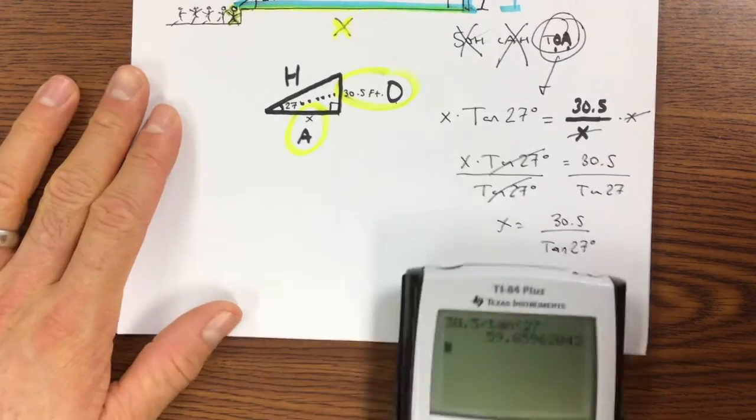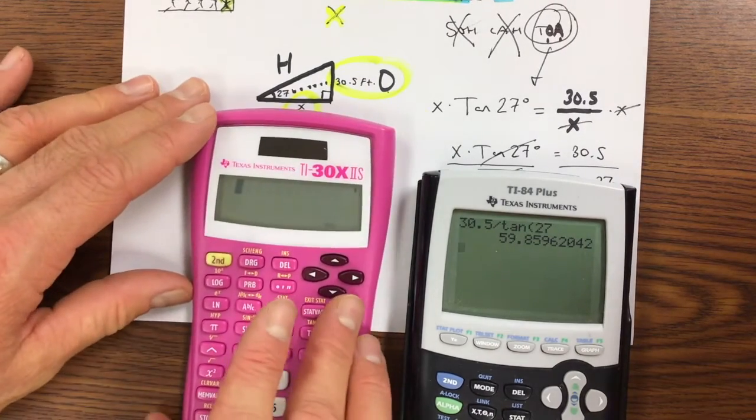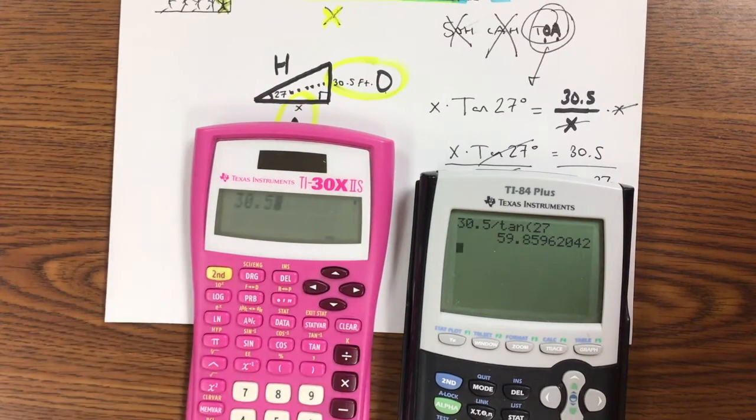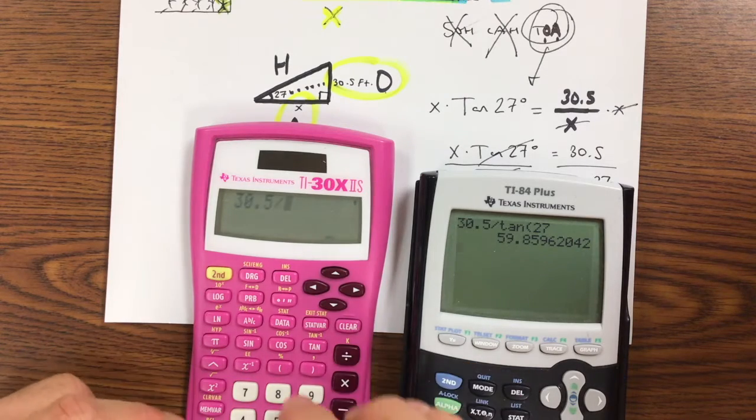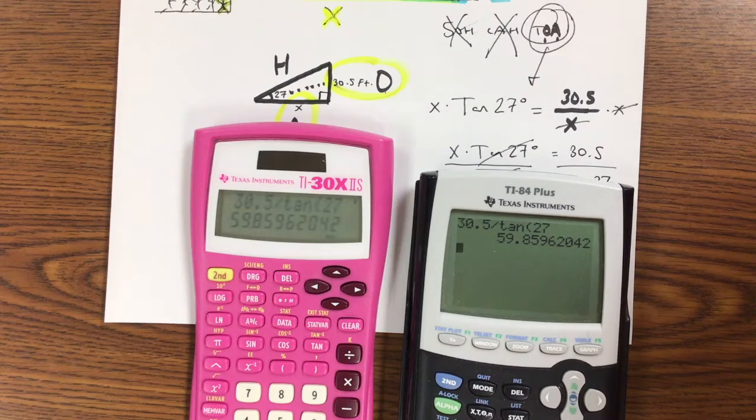Let's see if we get the exact same answer the other way. Here's a good calculator. I'm going to punch it out one of two ways. If you need to fast forward to the next example, do that. Divided by the tangent of 27 is practically the exact same thing. Yeah, we get the same thing.